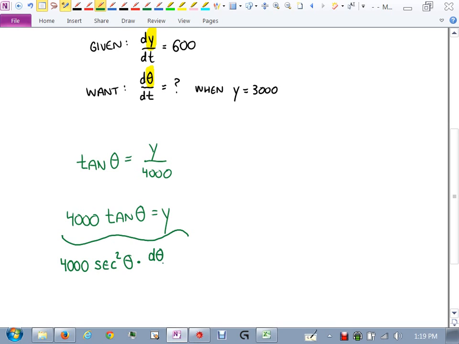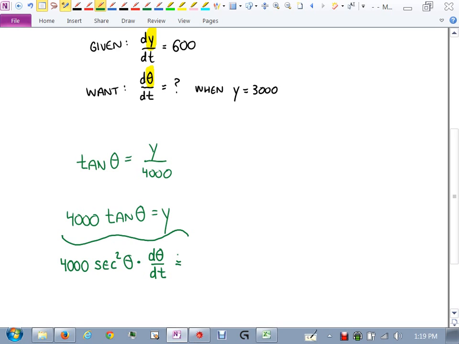D theta dt. So what we did is we said, what's the derivative of tangent of my angle? It is secant squared of my angle. Then you go inside, what's the derivative of theta? D theta dt. So chain rule there. We talked about it last time.